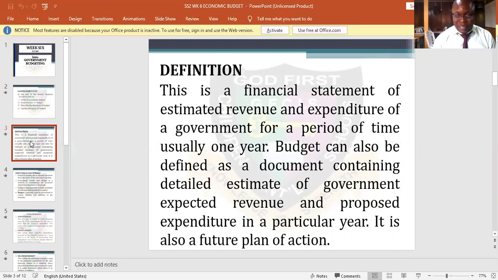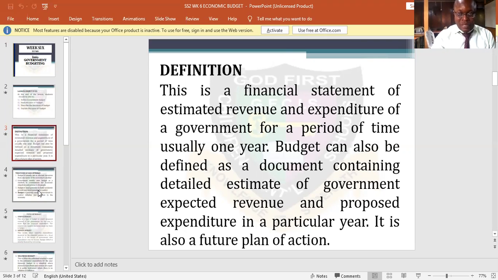Budget can also be defined as a document containing a detailed estimate of the government's expected revenue and proposed expenditure in a year. This budget is also the future plan of action for any country. That is why there is a need for the government of a particular country to make what is called a budget.